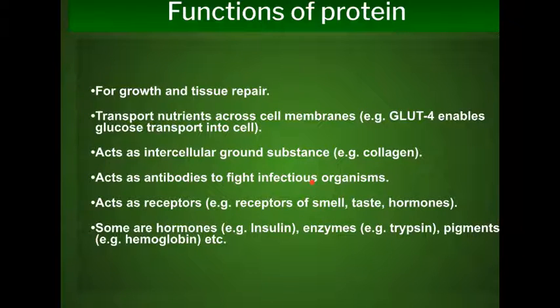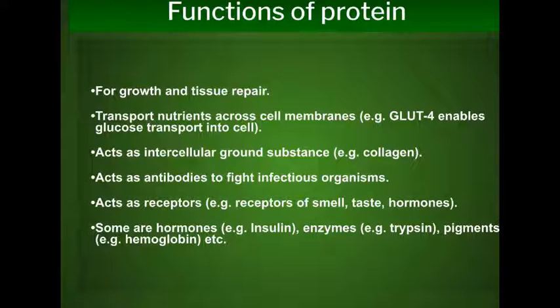So what are the functions of these proteins? Proteins are generally used for growth and tissue repair. They are used for transporting things across the cell membranes, for example, GLUT4 enables the transport of glucose into the cell. They act as intercellular ground substances, for example collagen. They act as antibodies which help you to fight against various diseases. They act as receptors. You have receptors of smell and taste. Hormones are proteins, for example, insulin is a protein hormone.